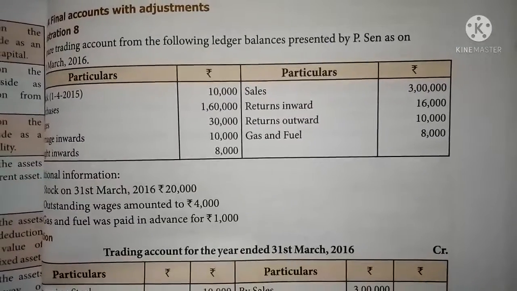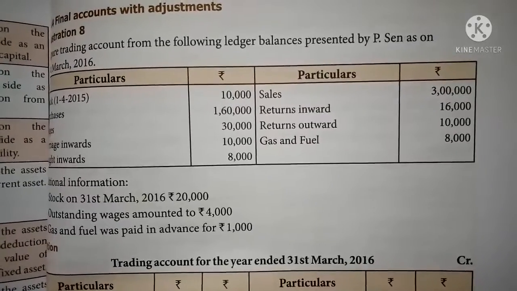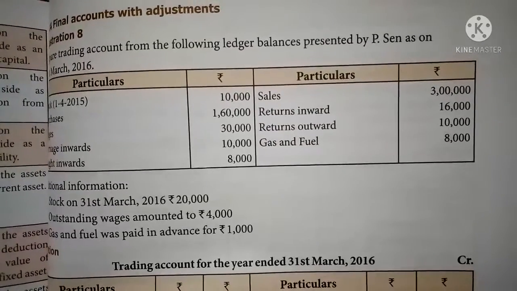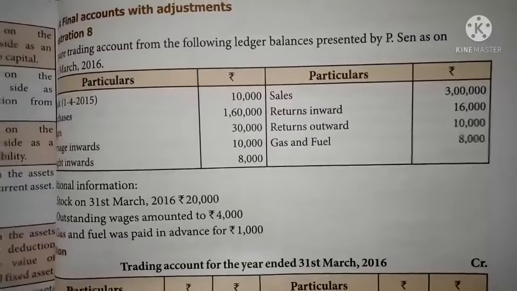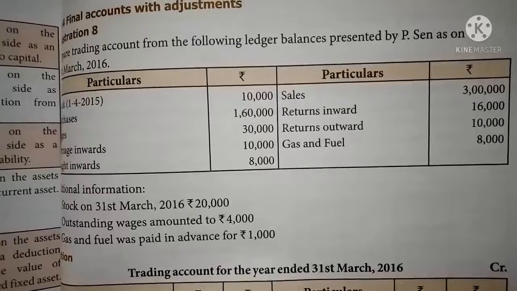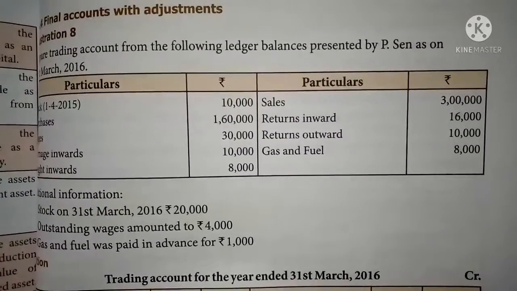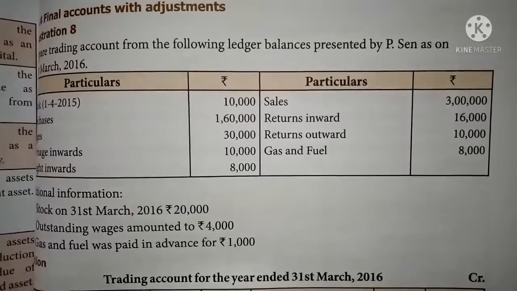In this video, we continue the same chapter, final accounts. That is lesson number 12. Lesson numbers 11 and 12 are both final accounts, that is 12 and 13. So in this chapter, we discuss example sums.